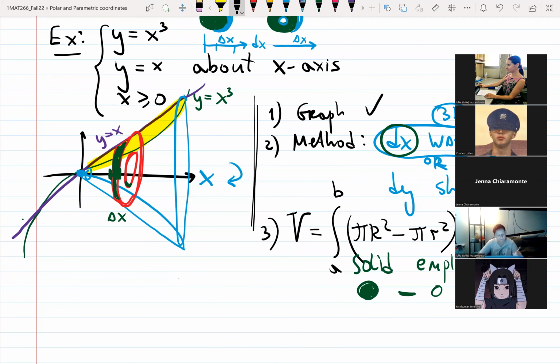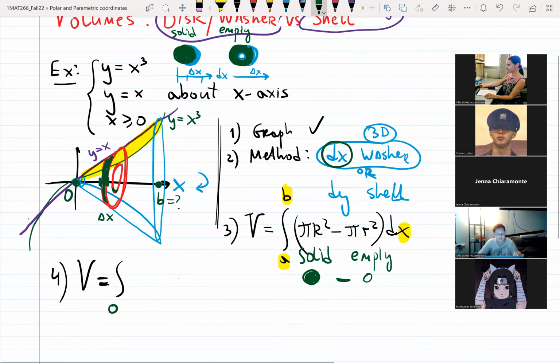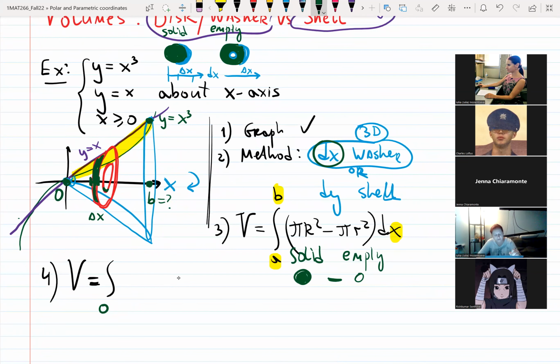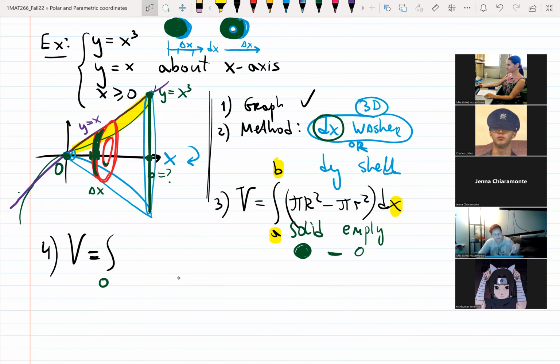Step 4. V equals the integral from A to B, and A and B are now x values. That means the width of this 3D object. The object starts obviously at 0, but I don't know where it ends. B, question mark. So we have to figure out what this B is. B will be found from points of intersection. This is where the 3D object ends. I have to find B. So, points of intersection, if needed. Sometimes they give them. Sometimes they're obvious also. If there's a wall, you know the wall.